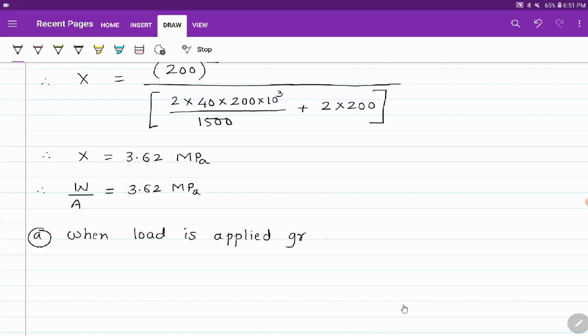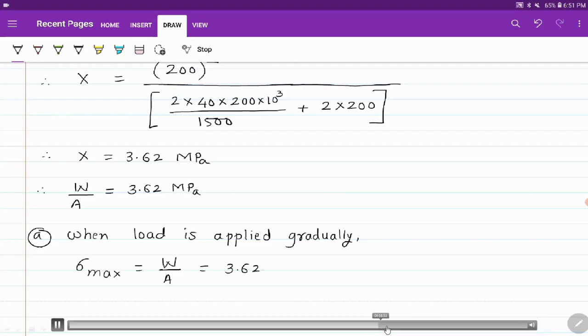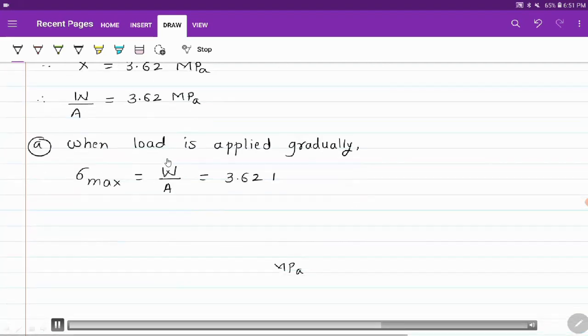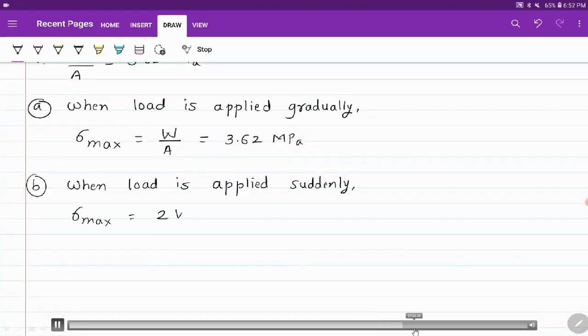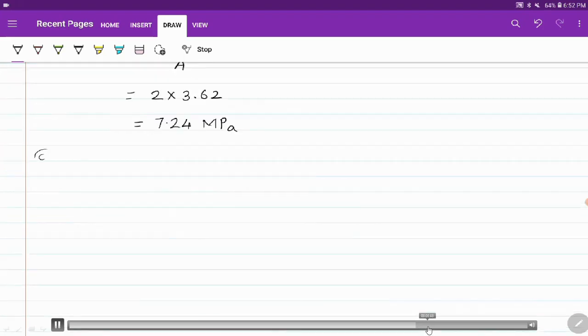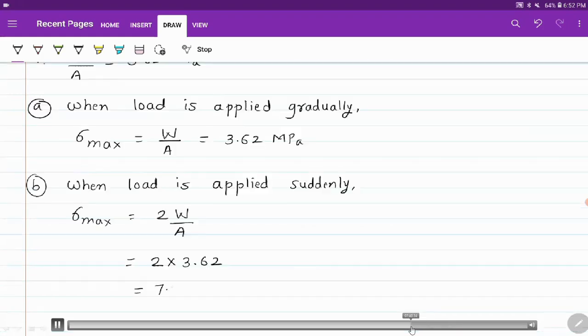Now, when the load is applied gradually, we know that the instantaneous stress developed is W upon A itself. So that value will be equal to 3.62 MPa. When the load is applied suddenly, then we know that sigma max is 2 times W upon A. So it is 2 into 3.62, that is 7.24 MPa.